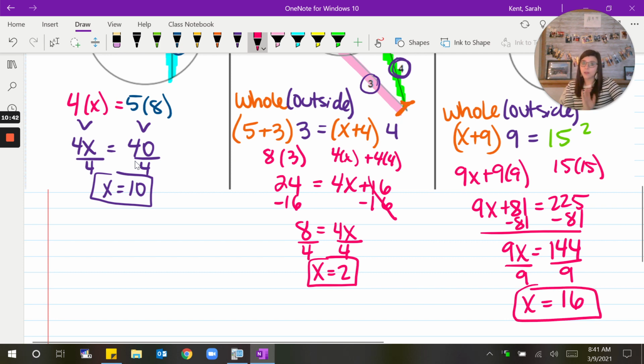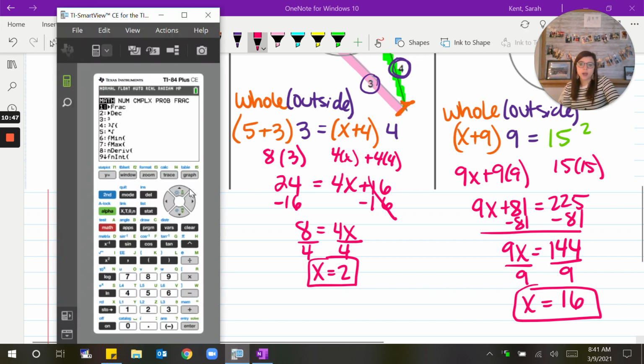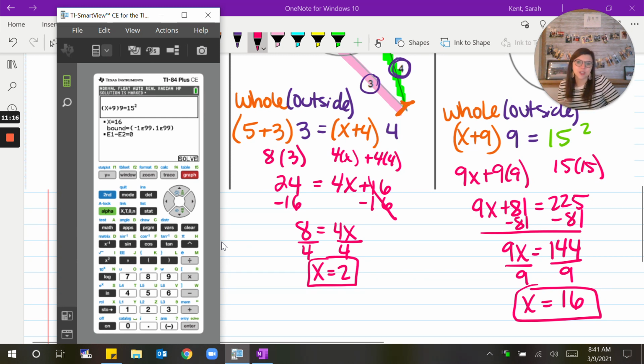So you can work out the algebra, you can do that. Again, you can also go to our numeric solver. Math up, enter. In E1, I'm going to have this parentheses, x plus 9, parentheses, 9 on the outside. And in E2, I'm just going to have 15 squared. Then I'll press enter, alpha graph, and again, I get that same answer here. It's x equals 16. I got x equals 16. So that means either way you solve it, you should get the same answer.